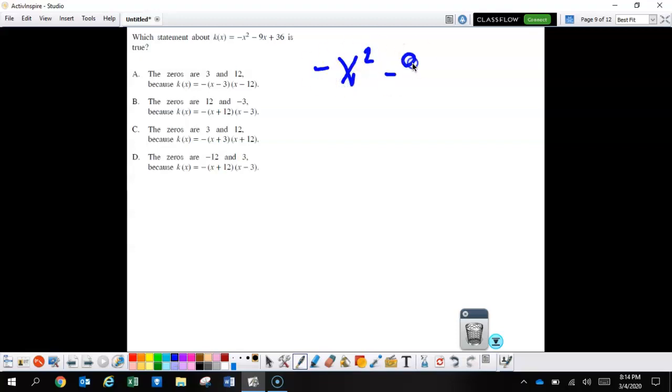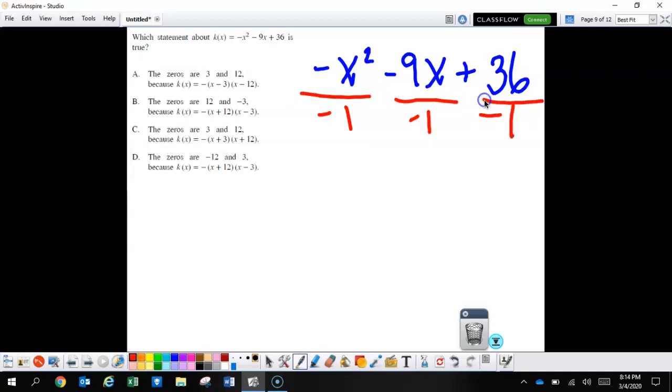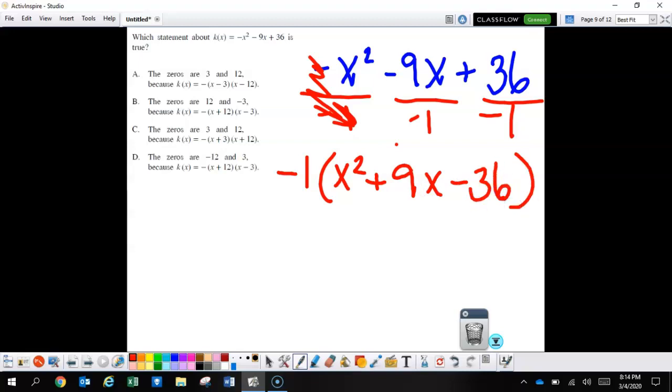So negative x squared minus 9x plus 36. I don't like that negative there, so I'm going to factor out a negative. So I'm going to divide everything by -1, basically. The negatives cancel out, so I'm left with x squared. The -9x divided by -1 would be positive 9x. Then positive 36 divided by -1 would be negative 36. So basically, when you take out the negative, all you do is switch the signs of everything. So this becomes positive, positive, and negative. And now this I can factor, right?